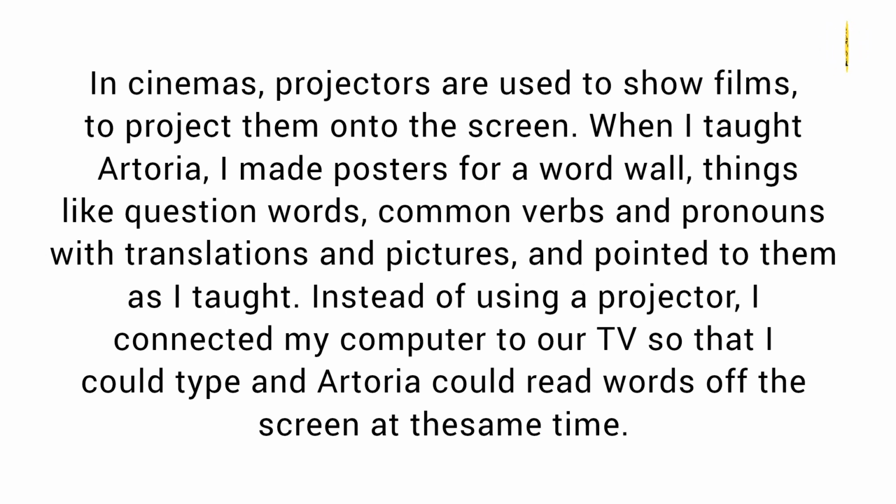When I taught Artoria, I made posters for a word wall, things like question words, common verbs and pronouns with translations and pictures, and pointed to them as I taught. Instead of using a projector, I connected my computer to our TV so that I could type and Artoria could read words off the screen at the same time.